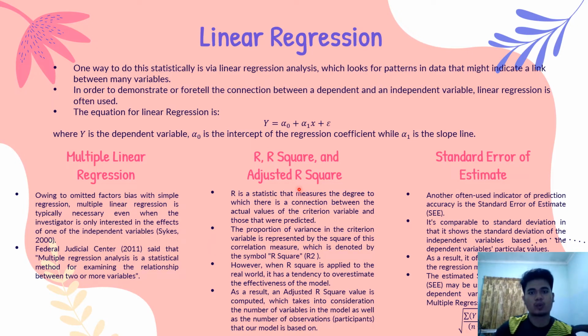In R square and adjusted R square, R is a statistic to measure the degree to which there is a connection between the actual value of the criterion variable and the predicted value. However, when R square is applied, it tends to obfuscate the effectiveness of the model, so an adjusted R square value is computed, which takes into consideration the number of variables in the model as well as the number of observations. In standard error of estimation, we must know this formula.